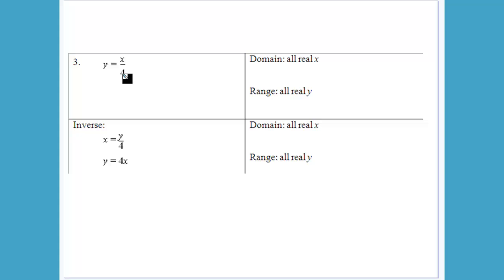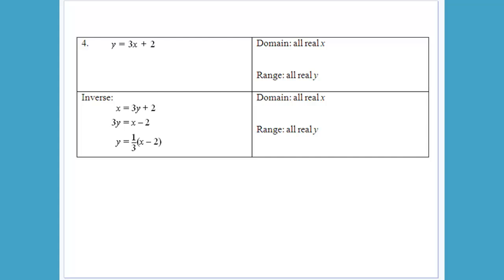y is equal to x on 4, the inverse would swap the x and y's over, and y would be 4x. Again, these are all just straight lines, so it's no problem. Their domains and ranges aren't going to be a problem. Again, a straight line should give us an inverse function every time as well, because it's already got a one-to-one correspondence, so it's not a problem.